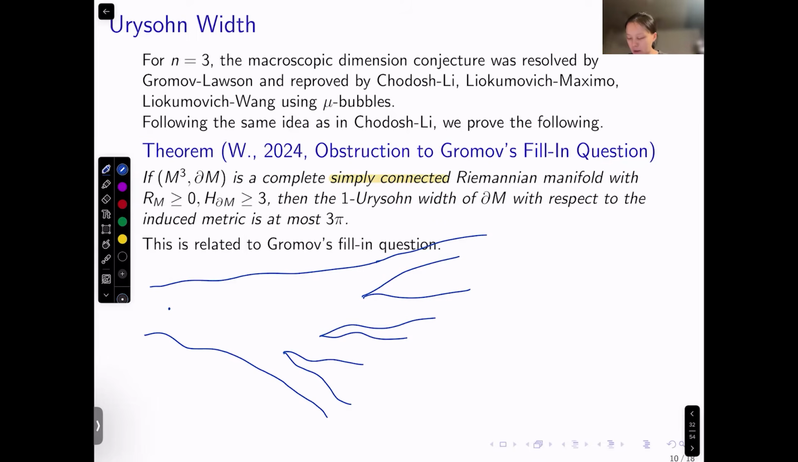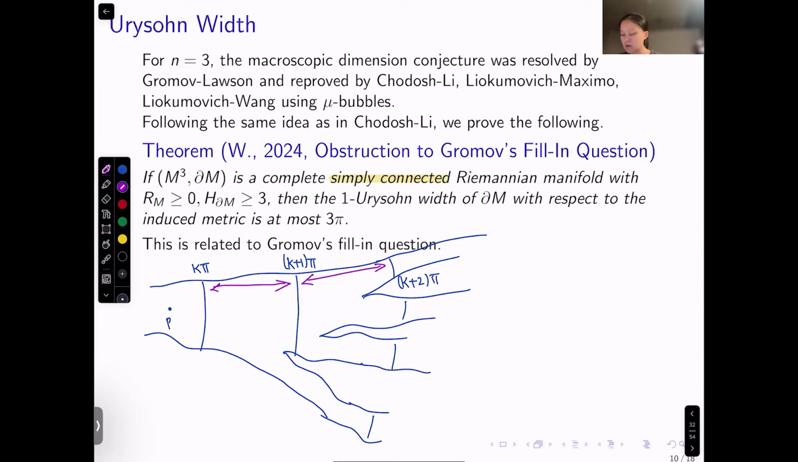So now I can look at a base point P and look at the band at P of fixed length. So let me call this band. This is the band that's at distance kπ from P, and this is the band at distance (k+1)π from P, and this is the band at distance (k+2)π from P. Now, from the previous example, we've seen that if the band is long enough, in this case it's π here, and I have PSC, then I can construct a theta bubble inside.